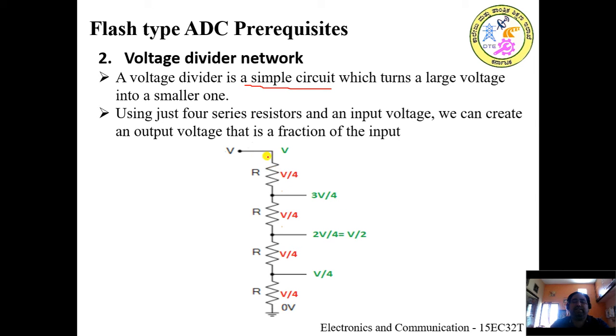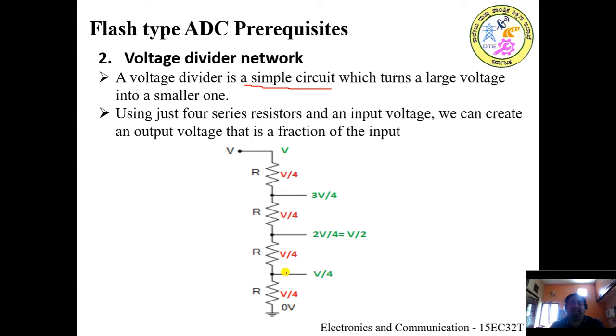So as we know, since these 4 resistors are connected in series, the current flowing through them will be the same. Only there will be a difference in the drop, but since all resistors are of equal resistance values, the drop across all of these resistors will be V by 4.